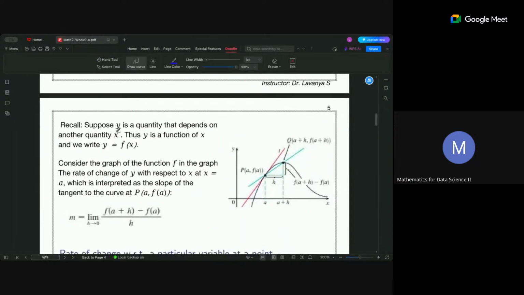Okay. So suppose y is a quantity that depends on another quantity x. So y is a function of x, right? So you will have a curve like this. So I don't know how many of you have gone through this, what is that called?